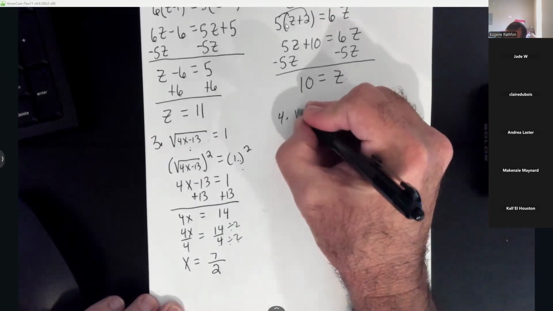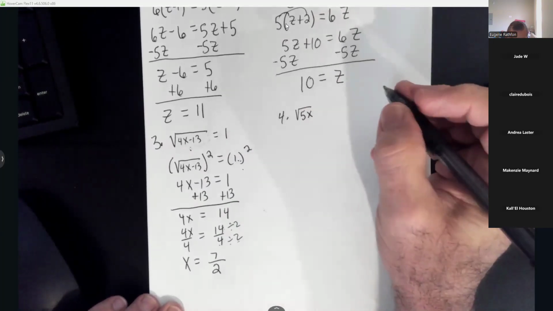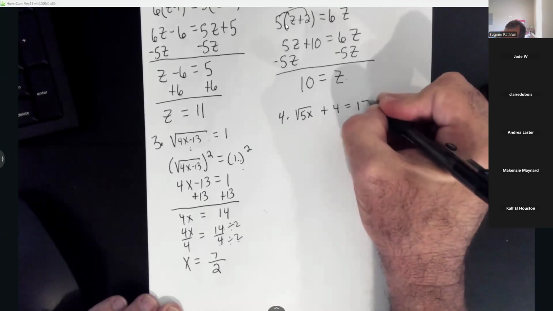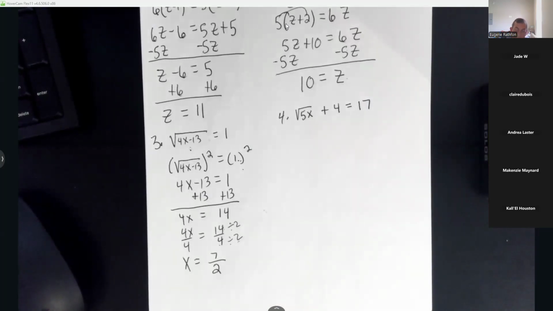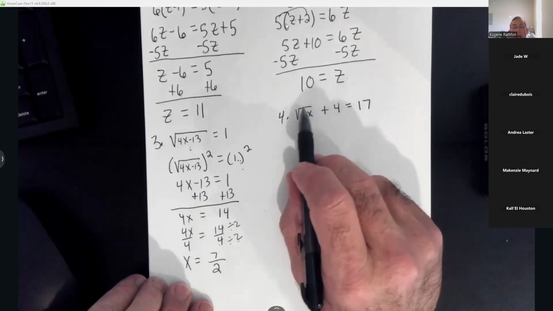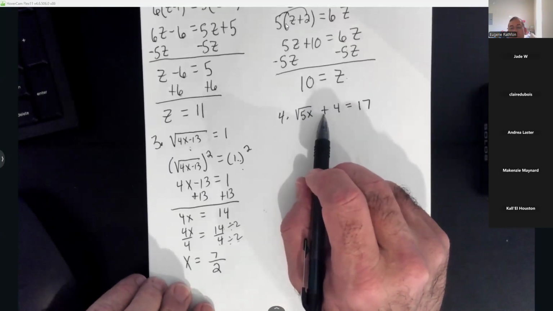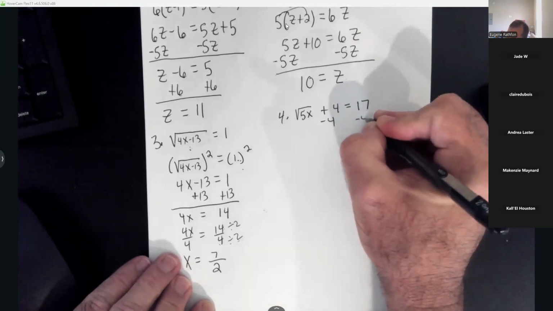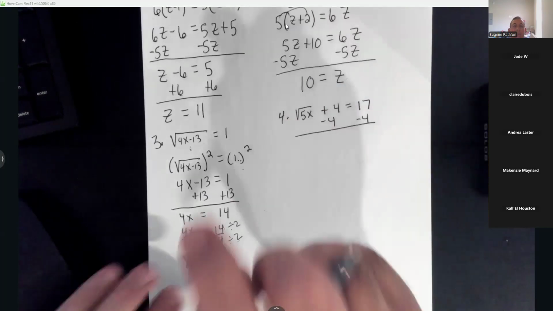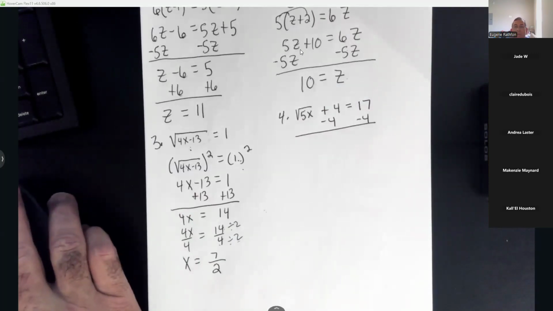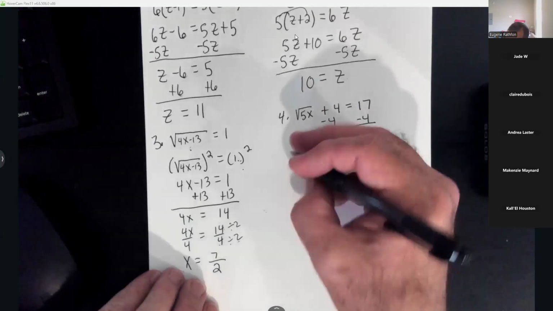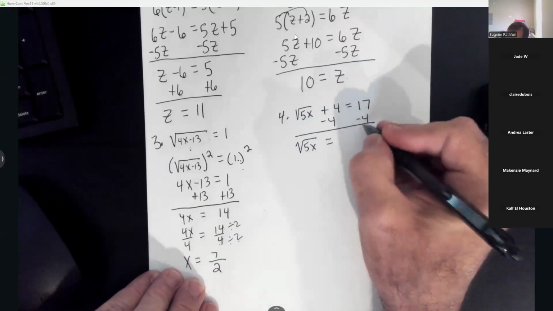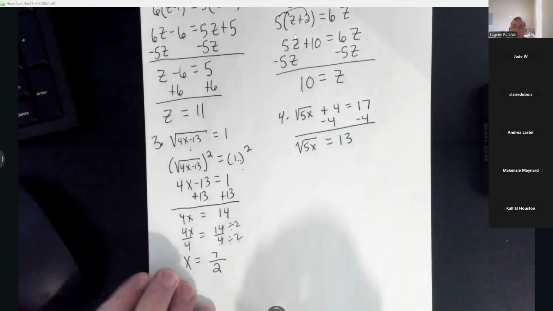All right, y'all, watch the difference on this one. Square root of 5x plus a 4 equals 17. This 4 is not under the radical. So my first move would be to subtract 4 from both sides. You want these radicals by themselves before you do those square roots and square them, okay? So this gives me a square root of 5x. Those cancel. 17 minus 4 is 13.